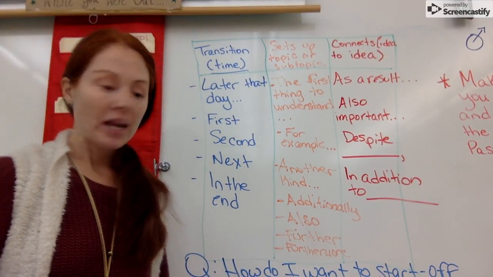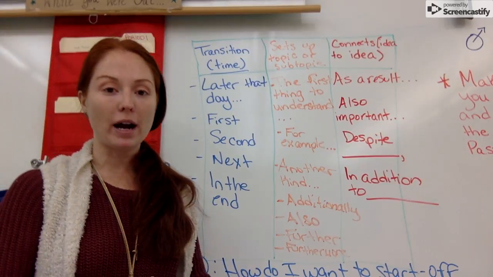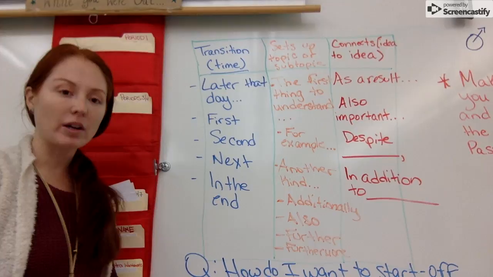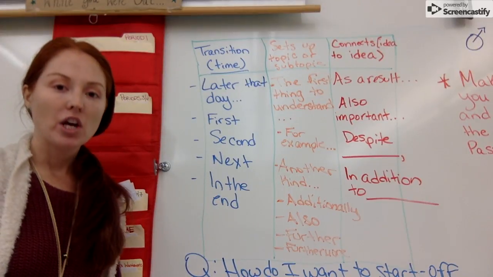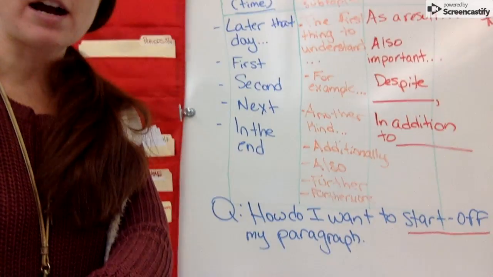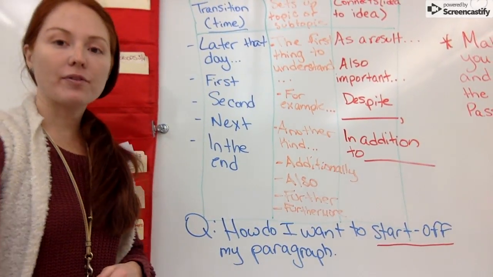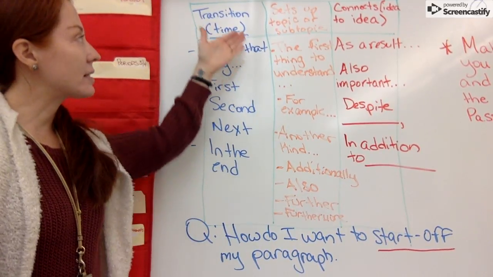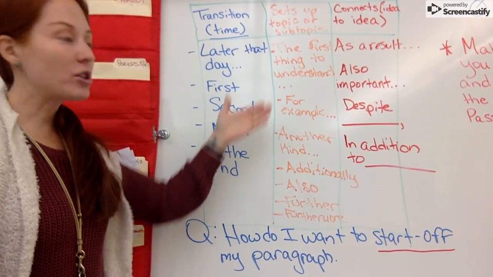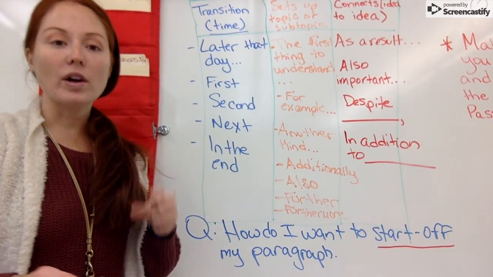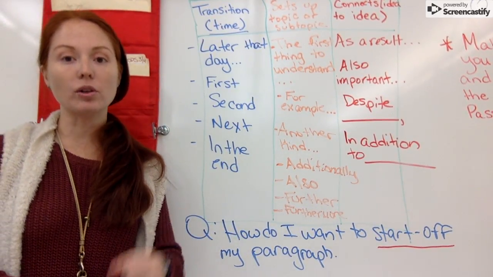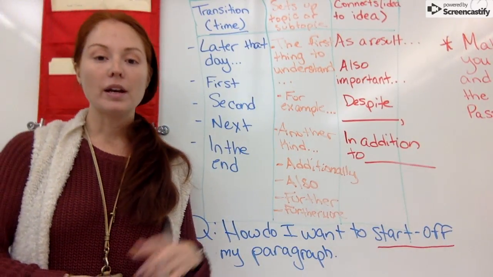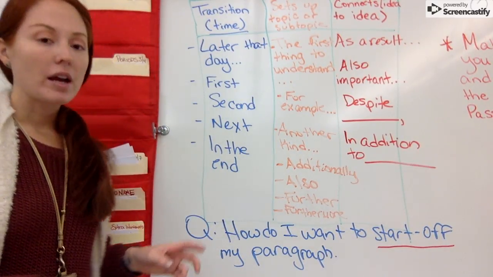What you're going to do is take a look at your body paragraphs, and you have 3 different options because you want to think about, how am I starting off my body paragraph, right? So this was our guiding question for today. How do I start off my body paragraph? We have 3 essential ideas. We have transitions that show time, transitions that set up a topic or subtopic, and transitions that connect ideas. What you're going to do today is take a look at your body paragraph, and identify one of these that's going to help you start off your new paragraph.